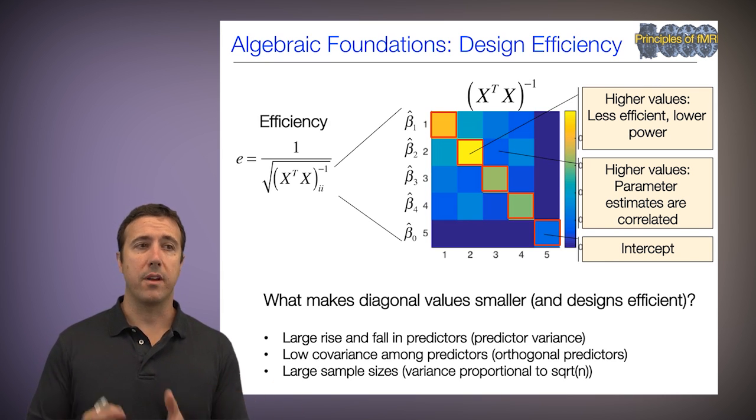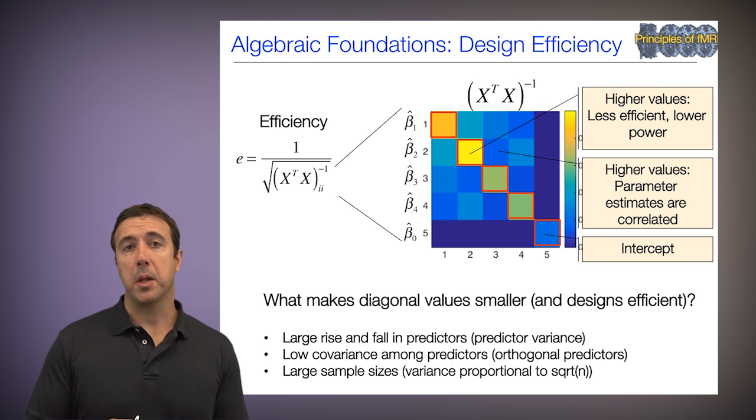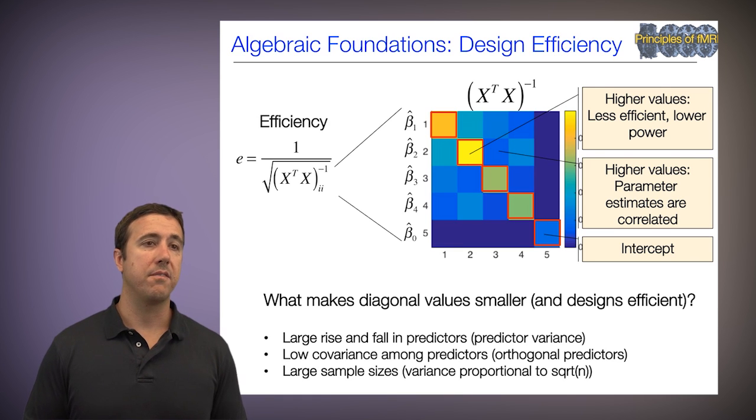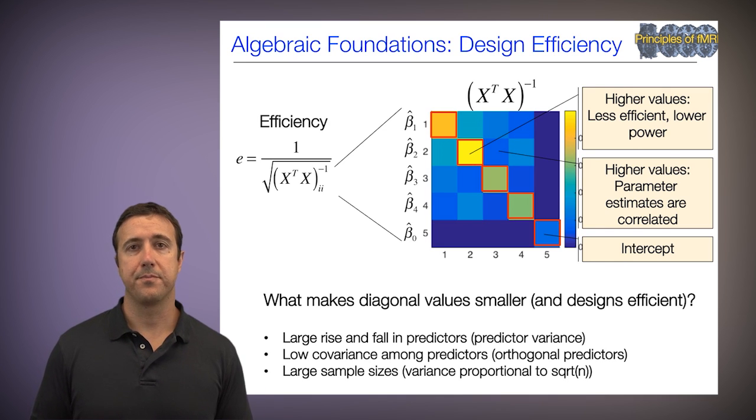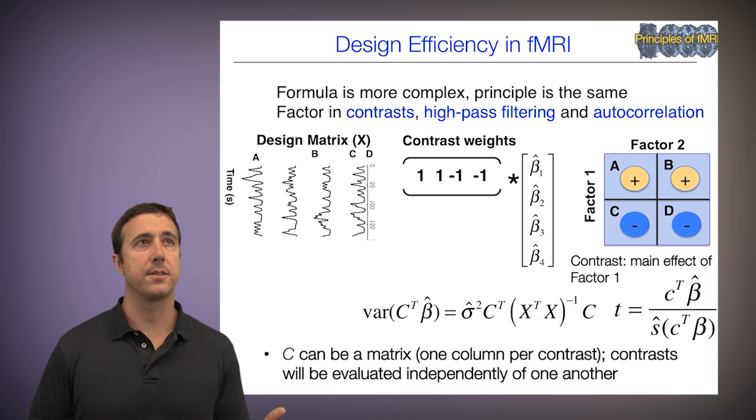Secondly, a low covariance among predictors, or orthogonal predictors, and this is a minimal multicollinearity problem. That's another way of saying that. And finally, large sample sizes. So the variance is proportional to the square root of the number of observations. That all is factored in that matrix.